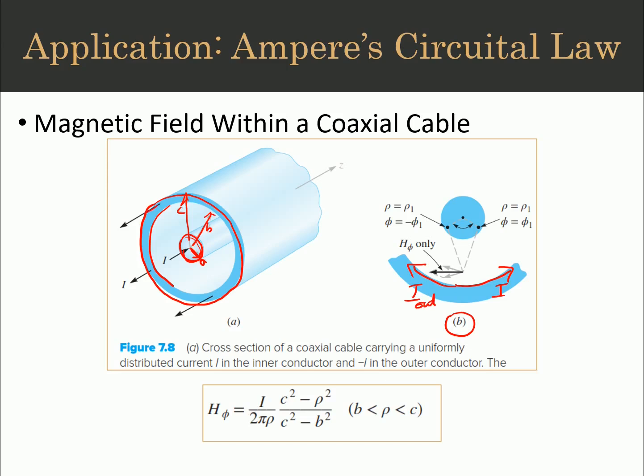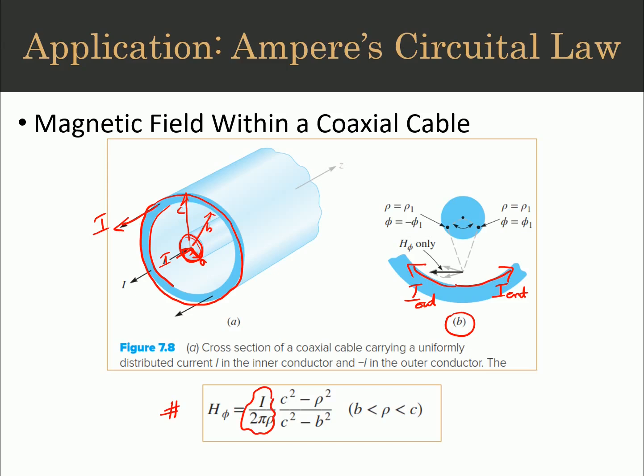So this is the current coming out and this is the current entering. Then what is going to be the behavior of the magnetic field? That is shown by this seesaw motion of the phi and rho. But again, we don't want to go into the proof. We'll just utilize the magnetic field equation shown here that shows the relationship of I by 2 pi rho.